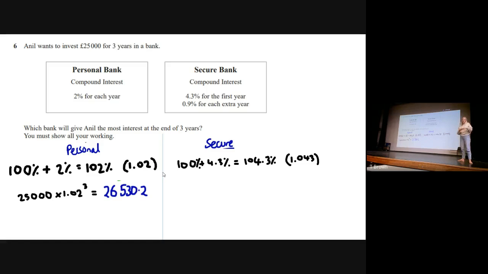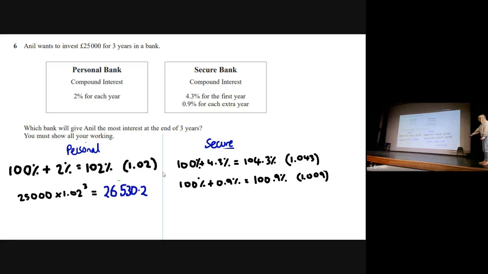4.3% is your original 100%. Add an extra 4.3%, which is 104.3%, which has a decimal of 1.043, but I only get that for 1 year. For the next 2 years, I've got 100% add 0.9%, which is 100.9%, which is 1.009. I think that's the hardest bit of this question, is writing 0.9% as a multiplier. 1.009. I think 1% would be there, wouldn't it? 1.01. So it makes sense that the 9's in the next column over. And then your working is that.